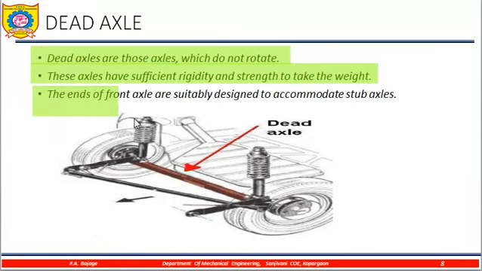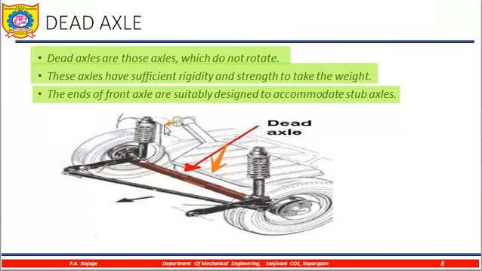The ends of the front axle are suitably designed to accommodate stub axles. Now, here you can see in this diagram. So, this is the dead axle, this is the suspension part, the wheels.